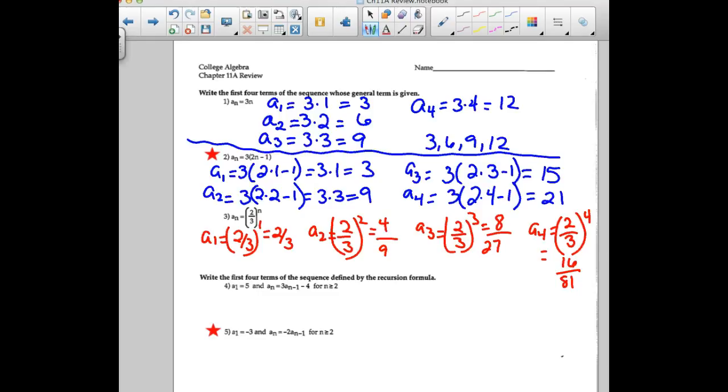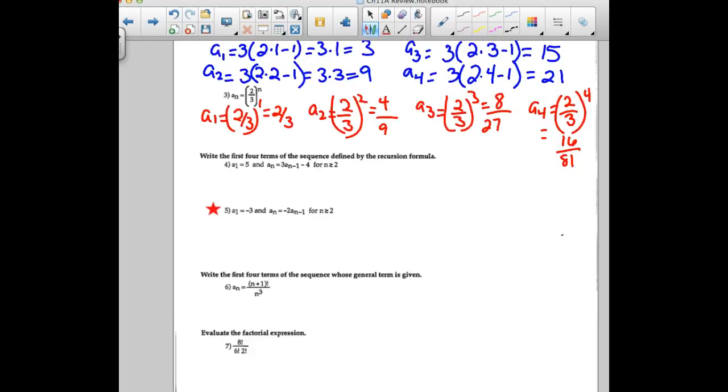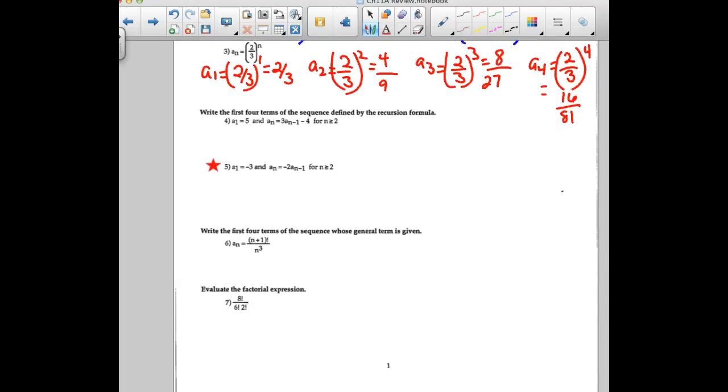The next set of questions says write the first 4 terms of the sequence defined by the recursion formula. So instead of an explicit formula like we just had in the first 3 examples, now we're looking at recursive formulas. So they're basing it off the previous term. This one says we're starting with a 5. Our first term is a 5. And all of the terms in our sequence can be found by taking 3 times the previous term. Remember, a sub n minus 1 stands for the previous term, and then subtracting 4 for that.